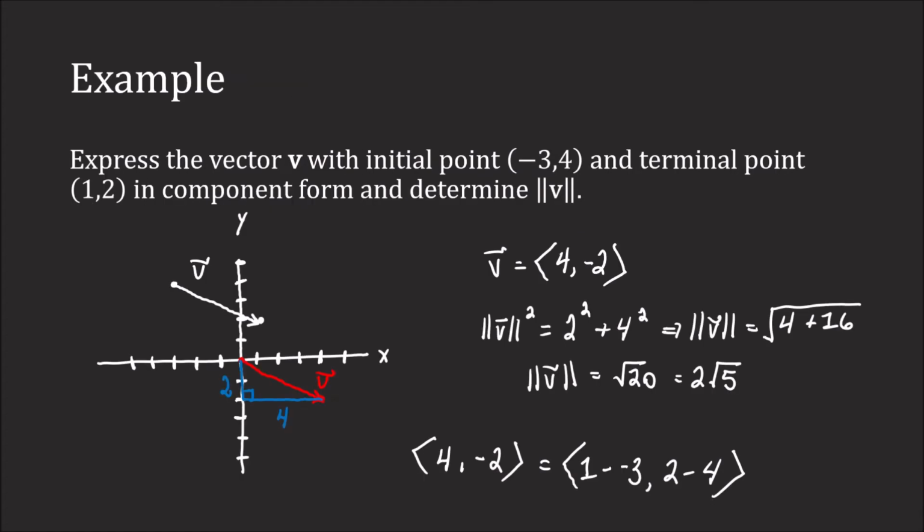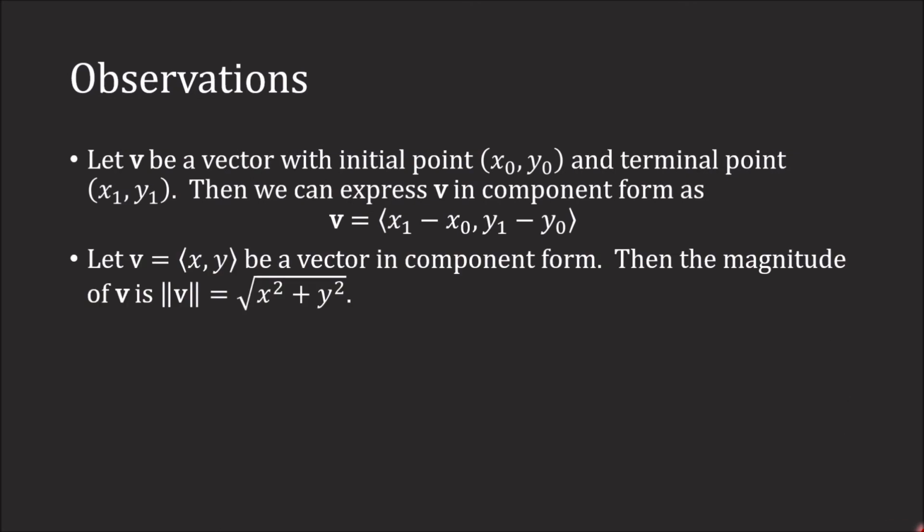Now if we go back and relook, well, looky here. Negative 2 squared is 4. 4 squared is 16. So if v is x comma y in component form, then the magnitude of v is simply the square root of x squared plus y squared. So it's the square root of the sum of the squares of the coordinates, or of the components.